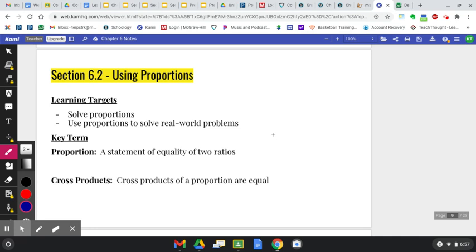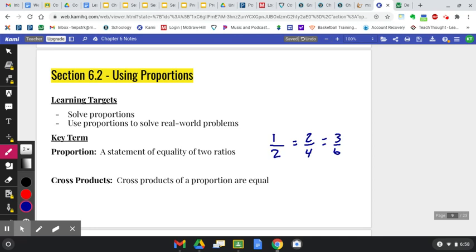For example, 1/2 and 2/4 are the same ratio, right? And I could keep going, I could say 3/6 and so on. Those are proportions. They are proportional. They have the same ratio value.